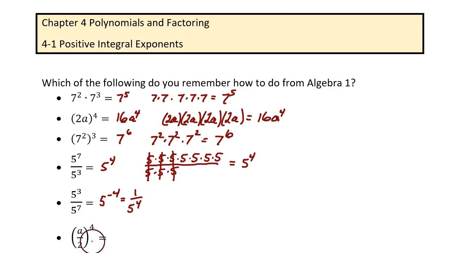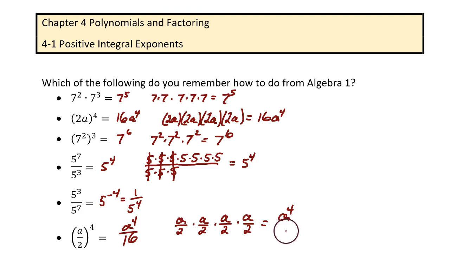I'll pause the video for you. And the answer is a to the fourth power over 16. Here's the reason. A over 2 to the fourth power means a over 2 times a over 2 times a over 2 times a over 2. When multiplying these together, there are 4 a's being multiplied in the top, and in the bottom, 2 to the fourth power, which is 16.